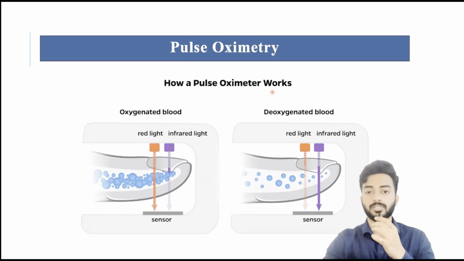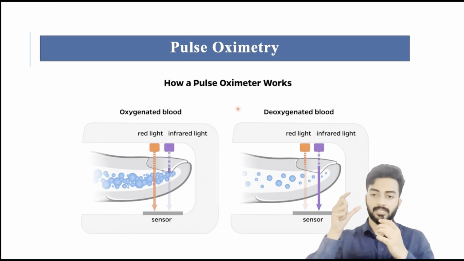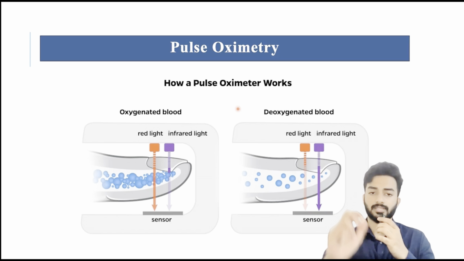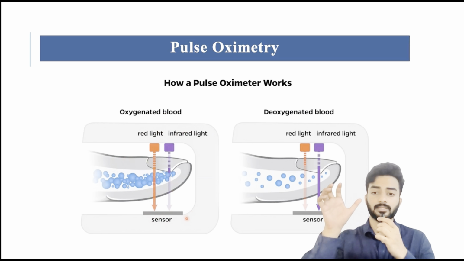So how does a pulse oximeter work? If you open the pulse oximeter and see, it has two lights. One is a red light and another is an infrared light. And it has a sensor below, and you are inserting the finger in between them. So what it will do is pass the red light and infrared light, and the sensor below captures the light.